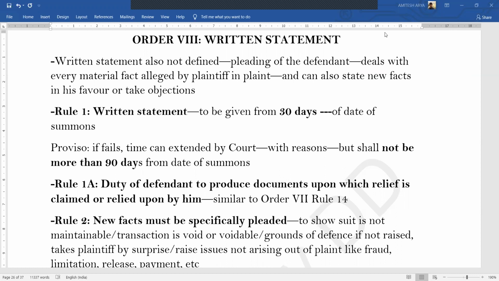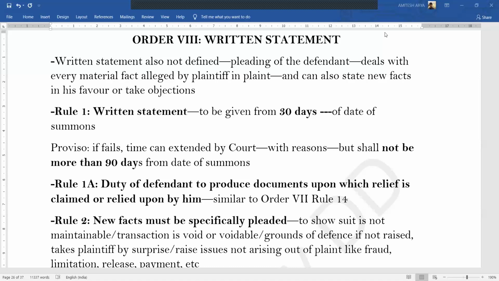It is also not specifically defined. And here, what is the defendant writing? He is dealing with all the material facts that have been alleged by the plaintiff. Here, the defendant is also stating new facts that he is taking in his favor or whatever objections he wants to raise. So Rule 1 of Order 8 is telling us the time limit in which a person has to send in his written statement.